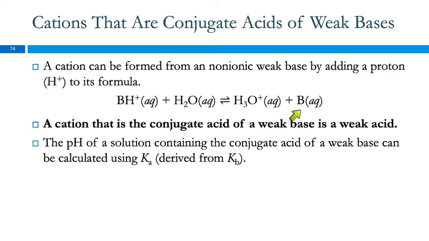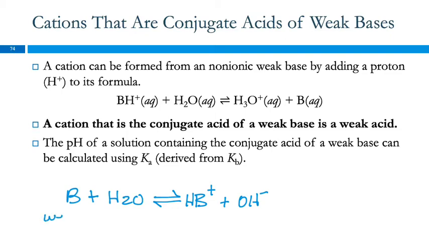So B is a base. We're okay with that? Let's just ignore what's up there and think about what happens to B when it acts as a base. We put the base with water. It's a weak base, so we have an equilibrium here. And the base takes a hydrogen ion, leaving hydroxide ions. So here's our weak base. And then this guy is called the conjugate acid. This is the conjugate acid.